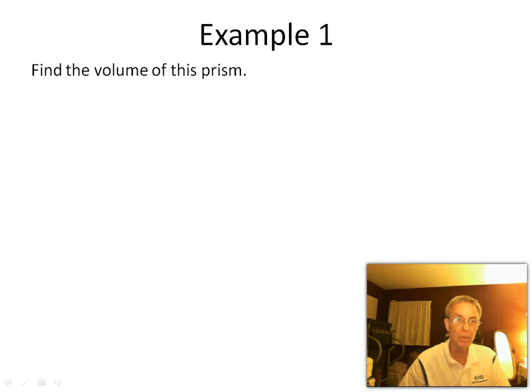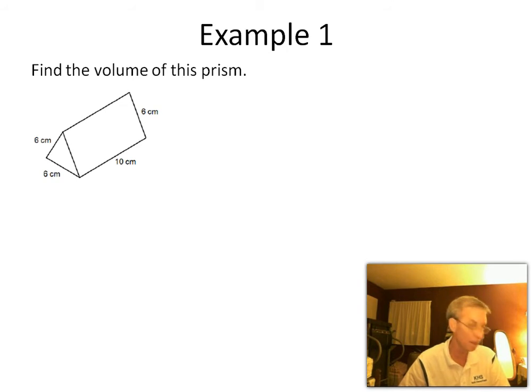Okay, in example 1, they want us to find the volume of this prism. As you can see, it's a triangular prism. This is often the most difficult one to actually get to, especially if they give you something like a scalene triangle down here that is not a right triangle. Then it gets very difficult. But for this particular one, what we have is simply this.